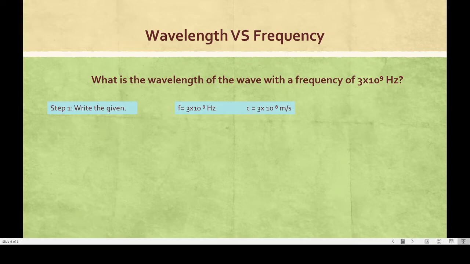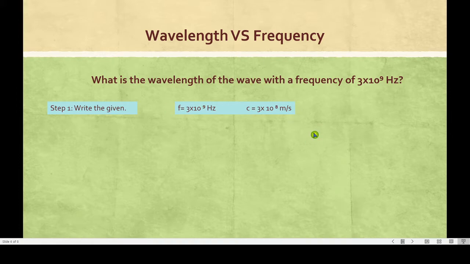Remember that in the computation of wavelength and frequency, you also need to know the speed of the EM wave. And take note that all electromagnetic waves travel at the same speed. So in other words, it's automatic already that the given speed is equal to 3 times 10 raised to 8 meters per second. So that's the first step.